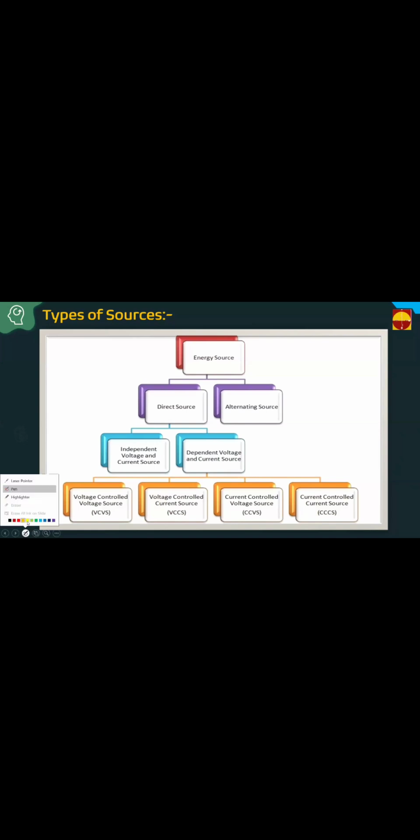Now we have to see the concept of types of sources. What are the different types of sources? The sources are nothing but energy sources. The energy sources are broadly classified into one is direct source, another one is alternating source. These direct sources are again independent voltage and current sources, dependent voltage and current sources. That is independent voltage source, the current source, dependent voltage source and current source.